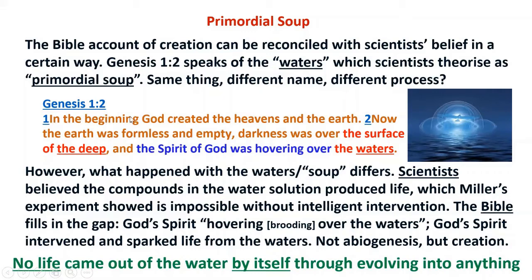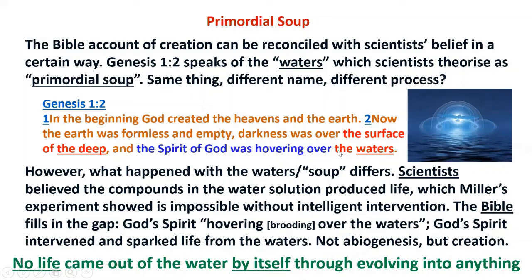So we look at Genesis 1, verses 1 and 2. In the beginning, God created the heavens and the earth. We are very familiar with that first verse. Now the earth was formless and empty. Darkness was over the surface of the deep. And the Spirit of God was hovering over the waters. So we have two terms here referring to the waters: the surface of the deep, and the waters over which the Holy Spirit was hovering. What scientists call primordial soup could have been what the Bible refers to as the waters.